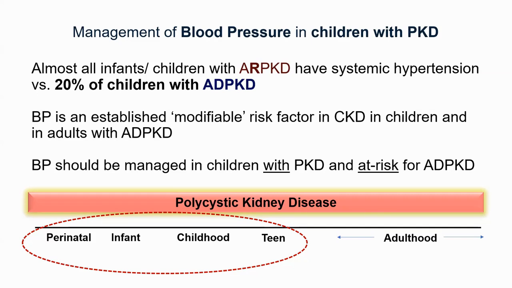And blood pressure in general is an established but modifiable risk factor in CKD in children. We have studies, not specifically in ADPKD in children but in other CKD cohorts in children, that show blood pressure as an established risk factor in CKD. And so I think it makes a lot of sense, by evidence and by the pathophysiology, that blood pressure needs to be controlled, even in kids with ADPKD. It needs to be picked up. It's something that you don't want to miss, and it should be managed in children with PKD and also in children at risk for ADPKD who are not tested, so they don't know if they have PKD or not.